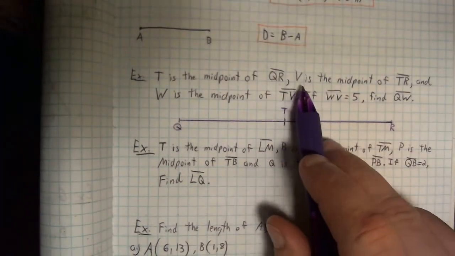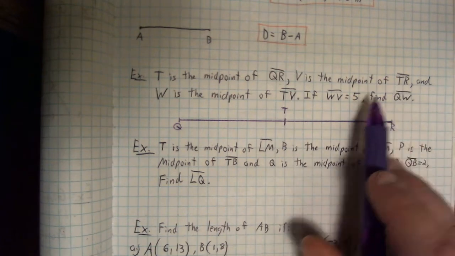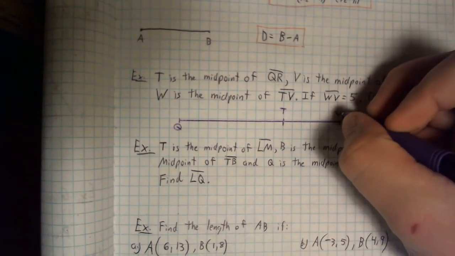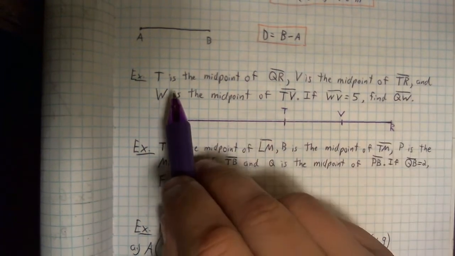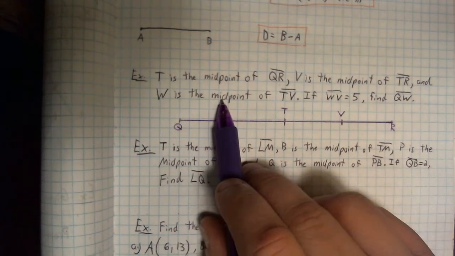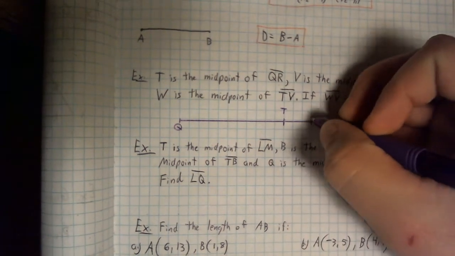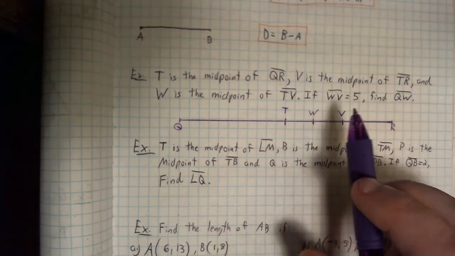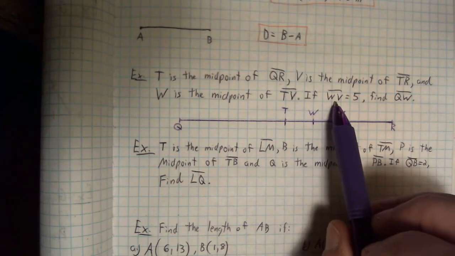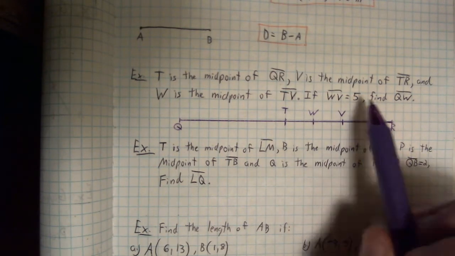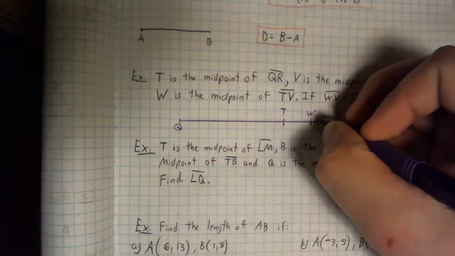Alright, then it tells me that V is the midpoint of TR. Well, here's TR, and in the middle is going to be V. And lastly, W is the midpoint of TV. Well, here's TV, that would put the midpoint W. They want us to find the length of QW if WV is 5.